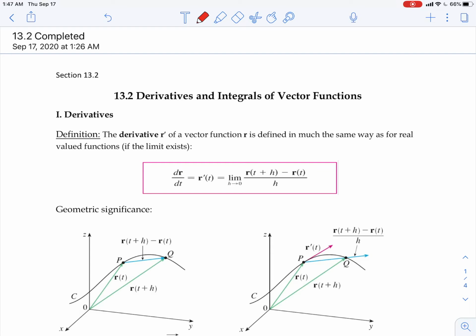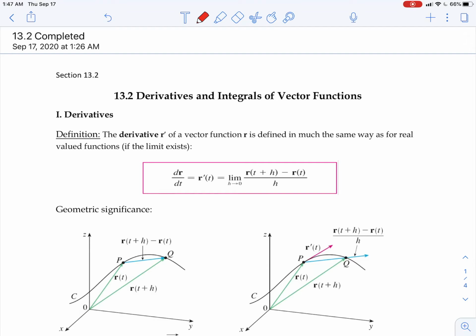Hi, welcome to section 2 of chapter 13, where we're going to talk about derivatives and integrals of vector functions. You're probably going to enjoy this chapter because a lot of this is just calculus 1 material. But what we're doing is applying integrals and derivatives to our three-dimensional space and using them in terms of vector functions.